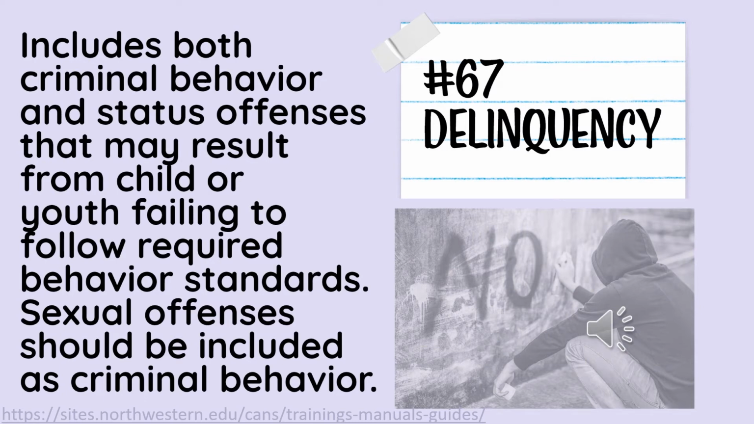67, delinquency. This includes both criminal behavior and status offenses that may result from child or youth failing to follow required behavioral standards. Sexual offenses should be included as criminal behavior. This item is looking at criminal behavior, whether caught or not, and status offenses.